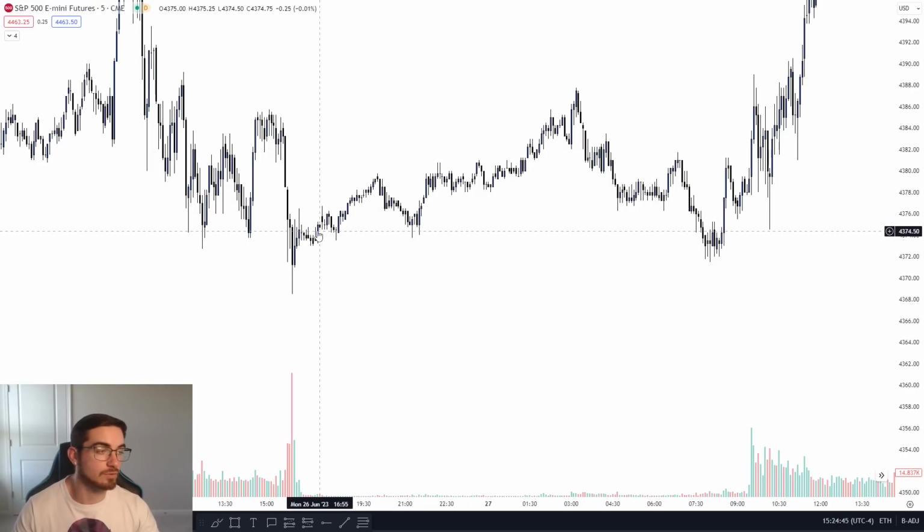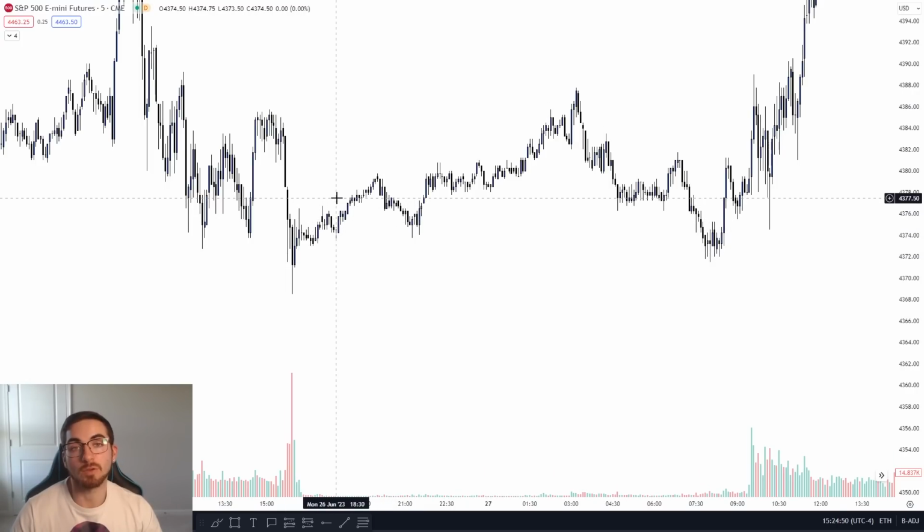So if price comes down to a liquidity spot, we are looking for price to break and reclaim with bullish price action and bullish volume, which as a result is going to set up for a high probability trade to the upside. But that is going to wrap up liquidity part 2.